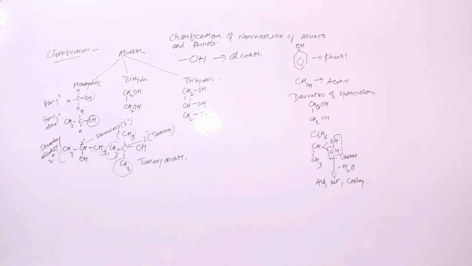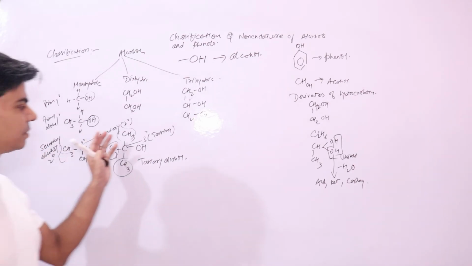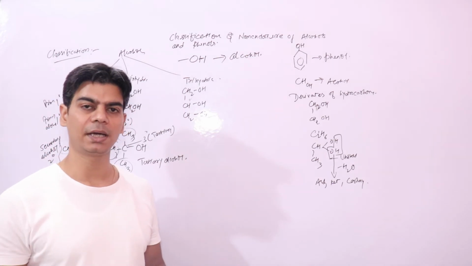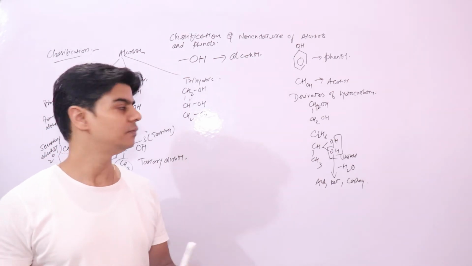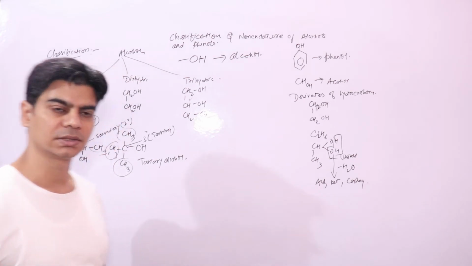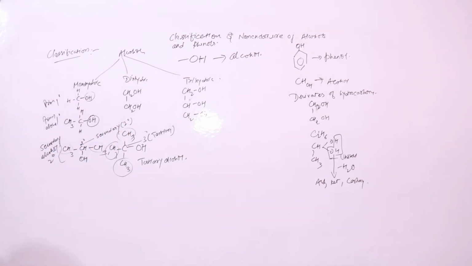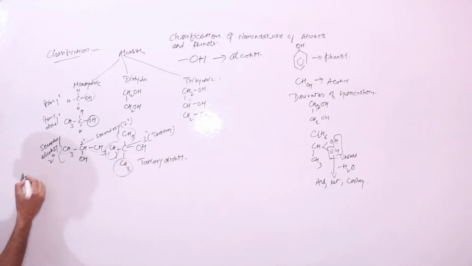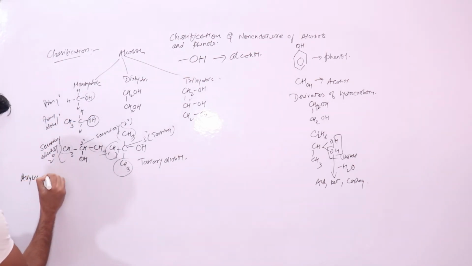Now there are polyhydric alcohols. Apart from monohydric, dihydric, trihydric, we can have polyhydric alcohols where you have more than two OH groups attached in the alcohol molecule. Now there are some other alcohols like allylic, benzylic, and vinylic. We'll be looking into that. Allylic alcohols.